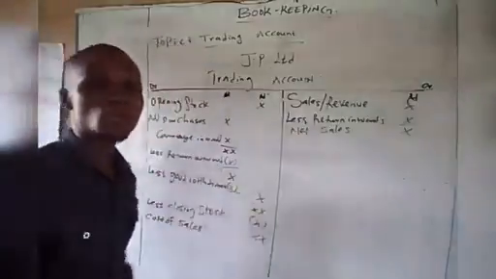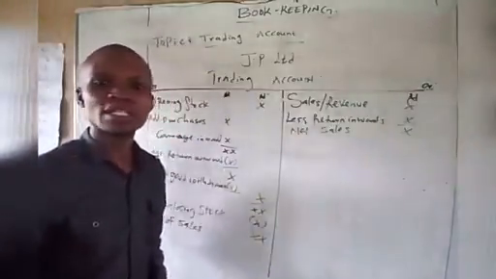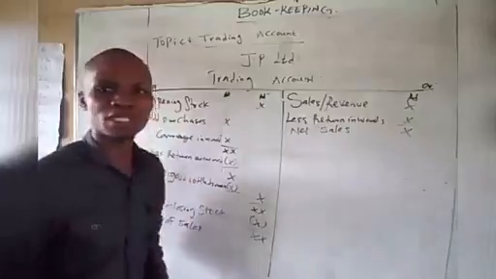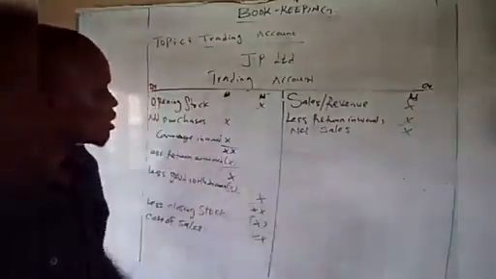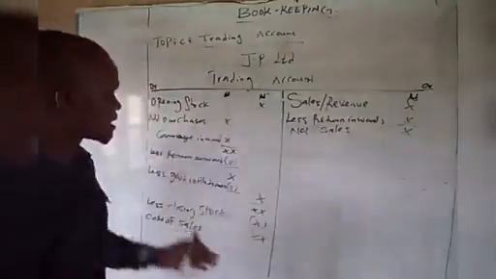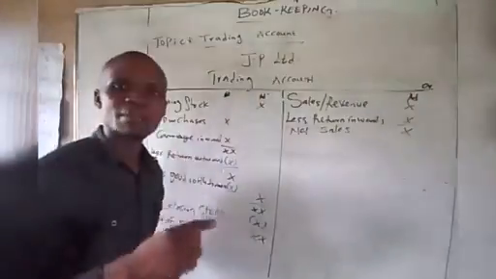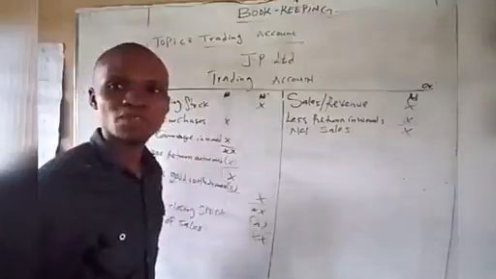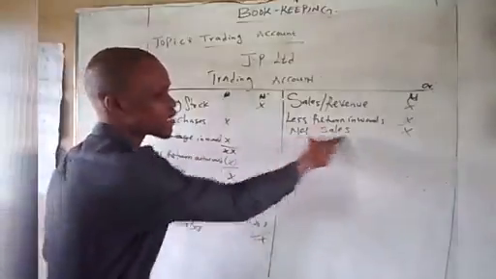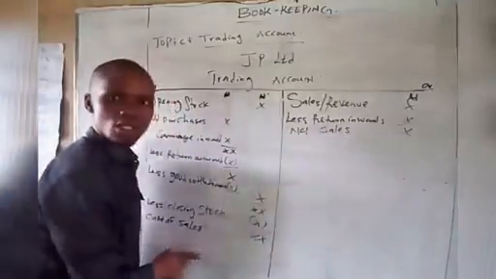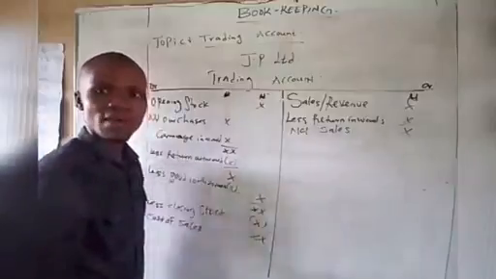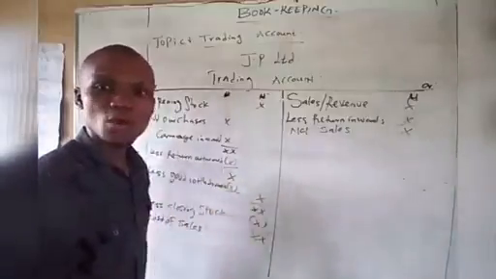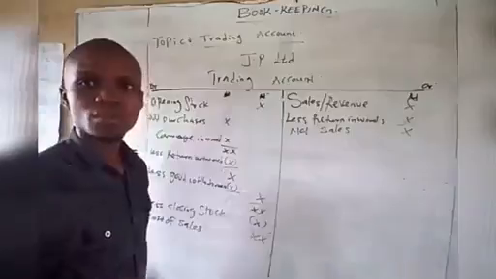Now, remember, I told you that the purpose of preparing trading account is to determine the gross profit. You remember that gross profit simply means net sales minus cost of sales. To arrive at our gross profit, we say the net sales here minus the cost of sales we arrive at here. Whatever you arrive at will give you either gross profit or gross loss.